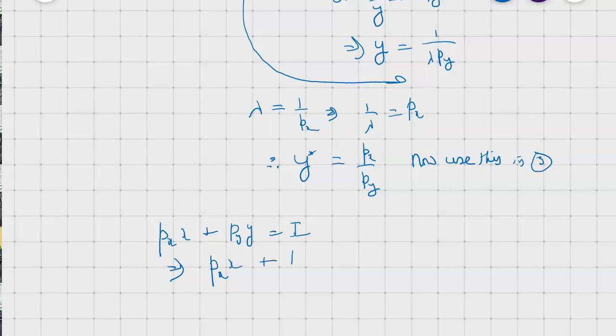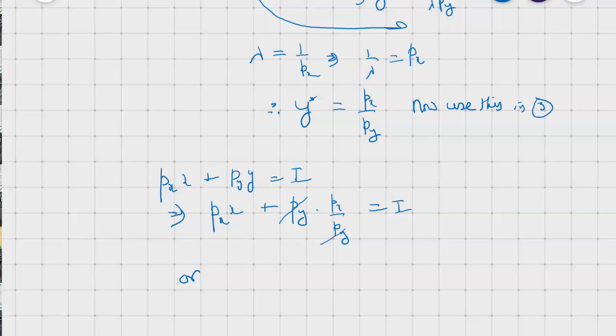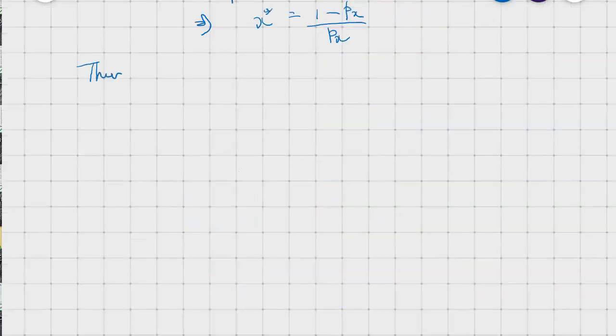So we get px times x plus py times our px over py, because this is what our value of y is, equals I. And then the y's get cancelled. We can do some simple algebraic manipulation now. We see that we have pxx plus px equals I. So we can move the px by itself to the right hand side of the equality, and we get pxx equals I minus px. Now we can just divide I minus px by px. So our x is I minus px over px.